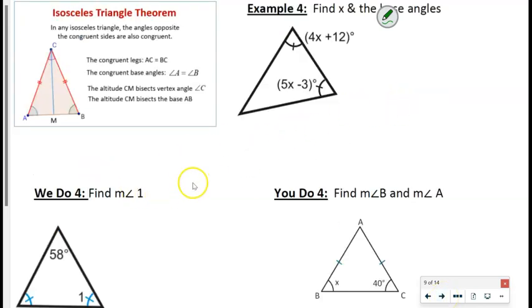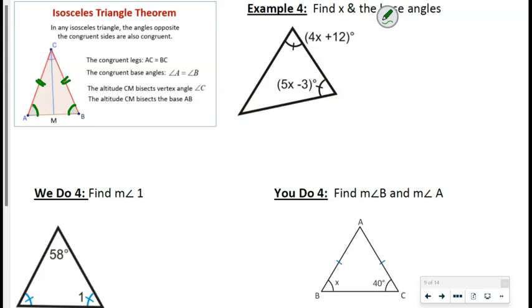All right, so this is our next one. This is the isosceles triangle theorem. It says, in any isosceles triangle, the angles opposite the congruent sides are also congruent. So what does that mean? Notice we have 2 tick marks here, 2 tick marks here. That means this angle and this angle have to be congruent as well. Okay.